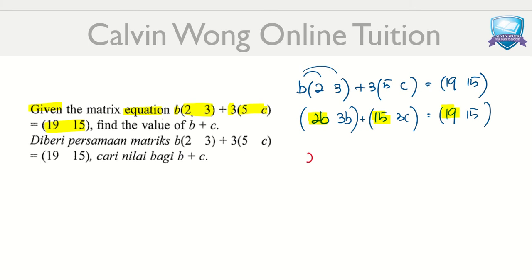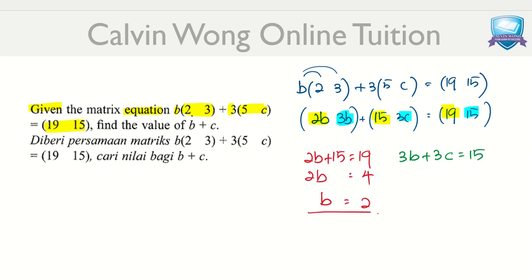Then let's see, 2b plus 15 equals 19. Let's straight away do the working. 2b plus 15 equals 19. 2b equals 4. b equals 2. Then we look at the second: 3b plus 3c equals 15. For this question, let's simplify. Everything divided by 3: b plus c equals 5, and I know b equals 2. Do I need to substitute in? I don't think so, because the question asks for b plus c. So this is the answer. b plus c is 5. They never ask for the c value. Okay, next.